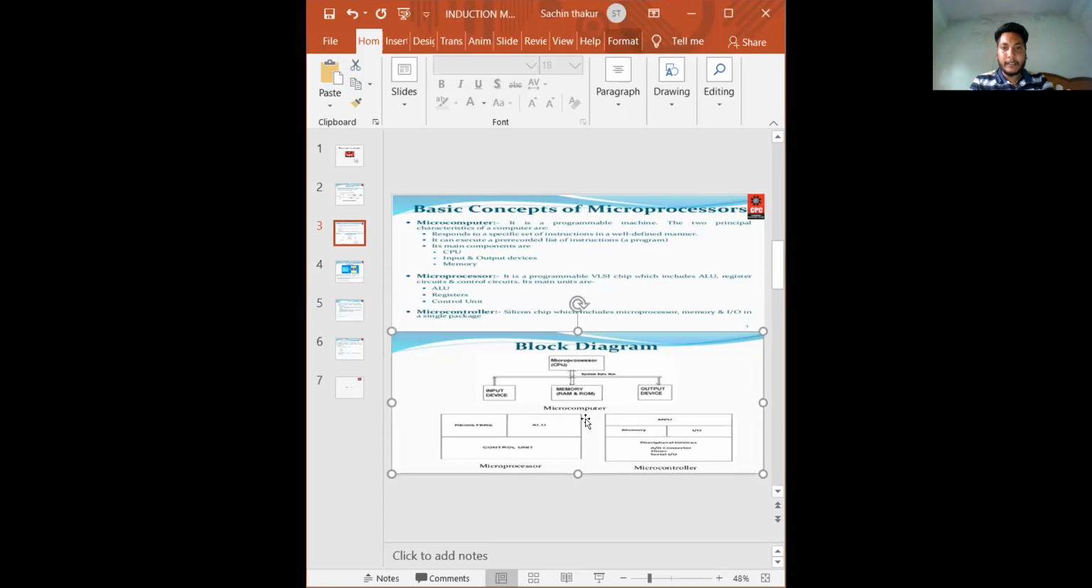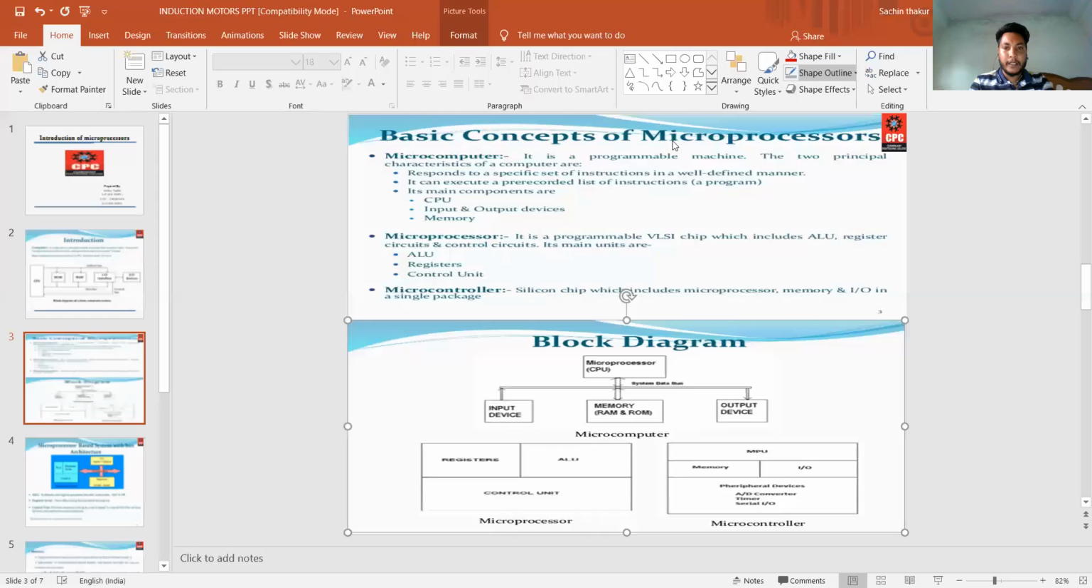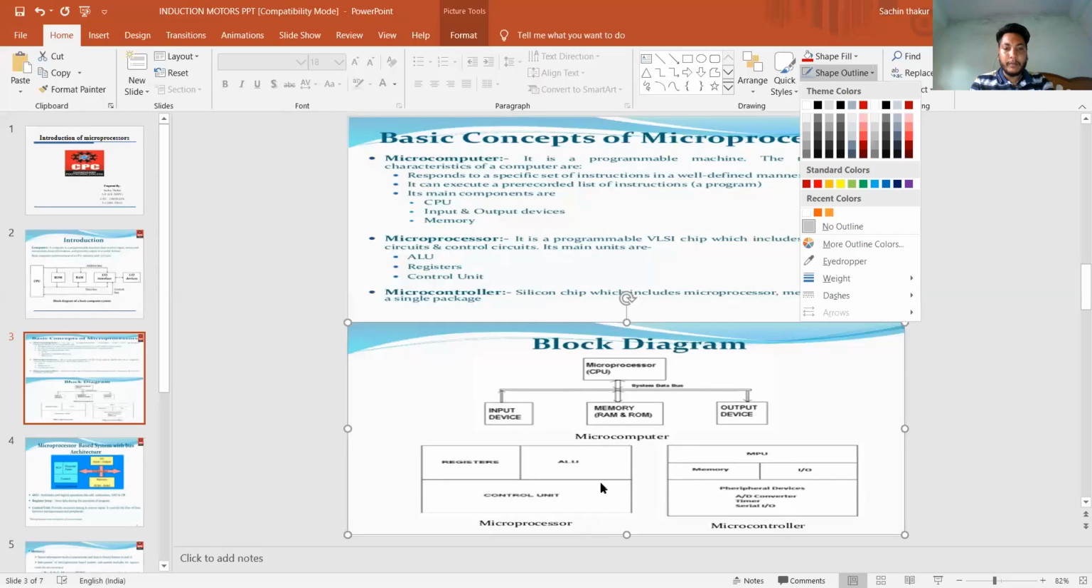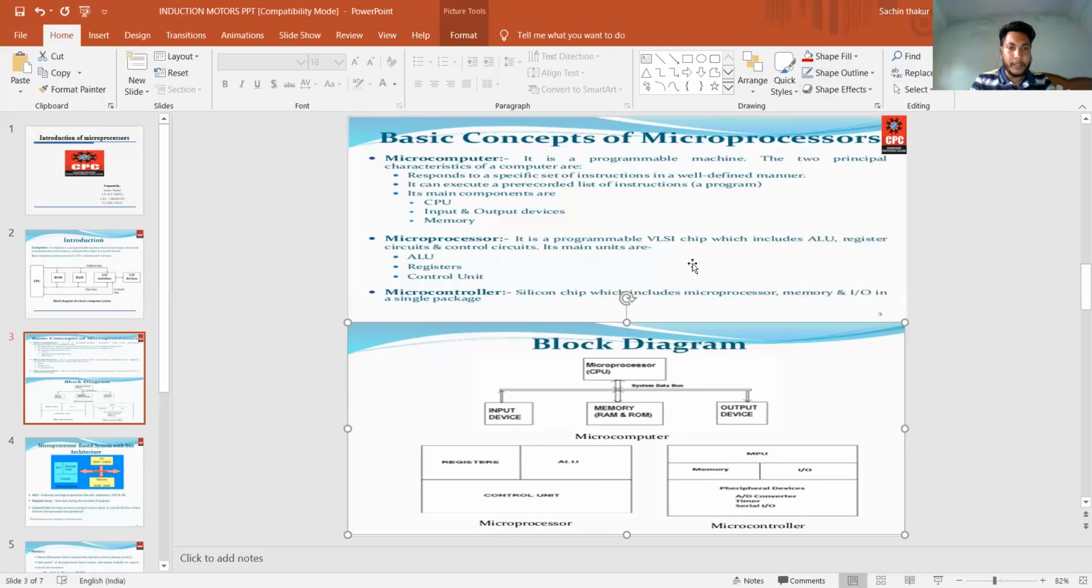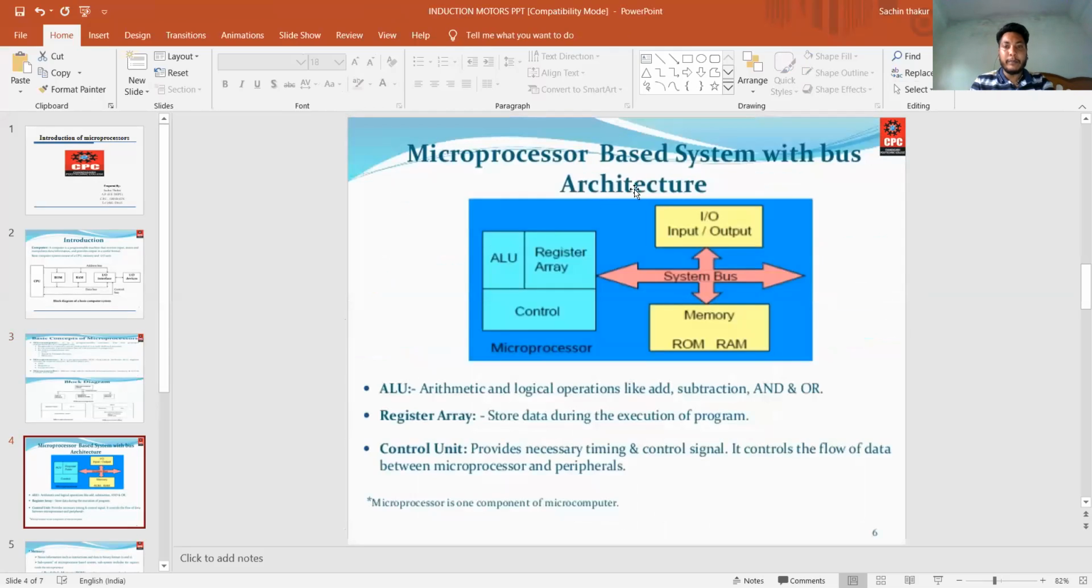Next is the basic diagram: microcomputer, microprocessor, microcontroller. A microcontroller is nothing but a silicon chip which includes the microprocessor, memory, and input/output in a single package. And this is the microprocessor based system with bus architecture. This is the ALU, this is the register array, this is the control; all parts together form the microprocessor. And this is the input output.